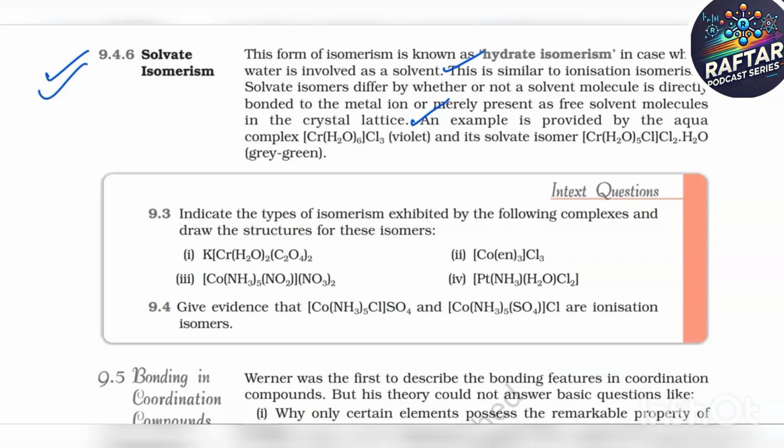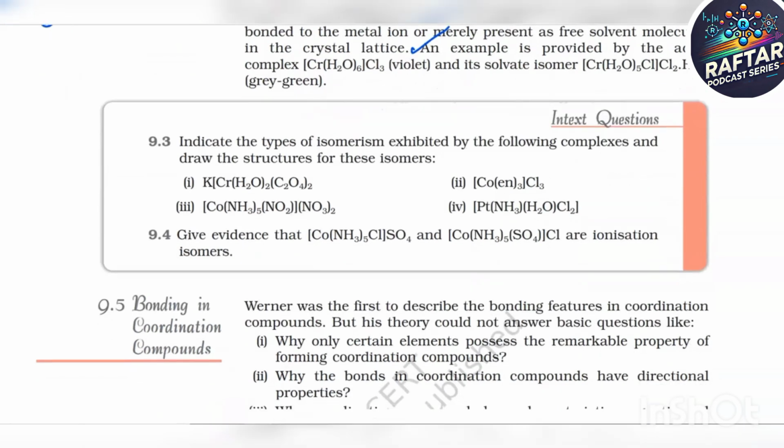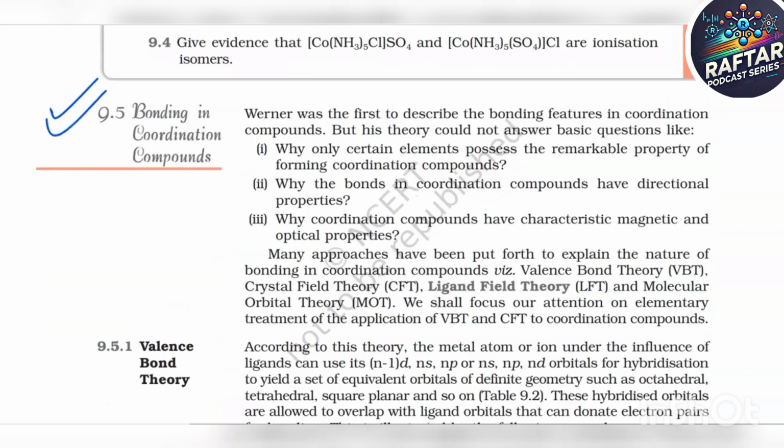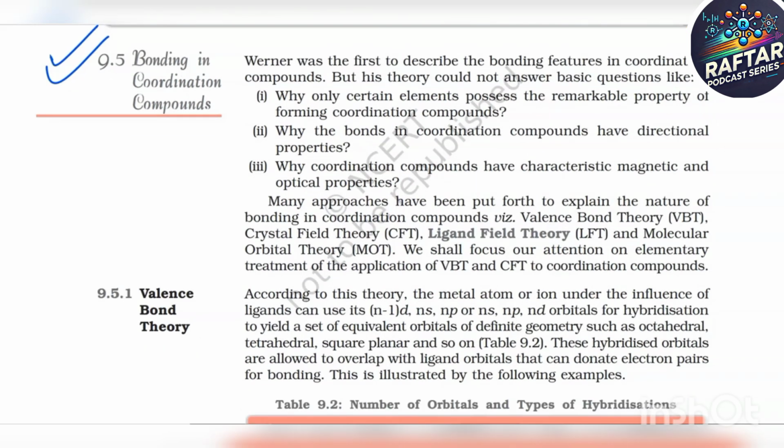5.5 Bonding in coordination compounds. Werner was the first to describe the bonding features in coordination compounds, but his theory could not answer basic questions like: first, why only certain elements possess the remarkable property of forming coordination compounds? Second, why do the bonds in coordination compounds have directional properties? Third, why do coordination compounds have characteristic magnetic and optical properties? Many approaches have been put forth to explain the nature of bonding in coordination compounds, such as valence bond theory (VBT), crystal field theory (CFT), ligand field theory (LFT), and molecular orbital theory.